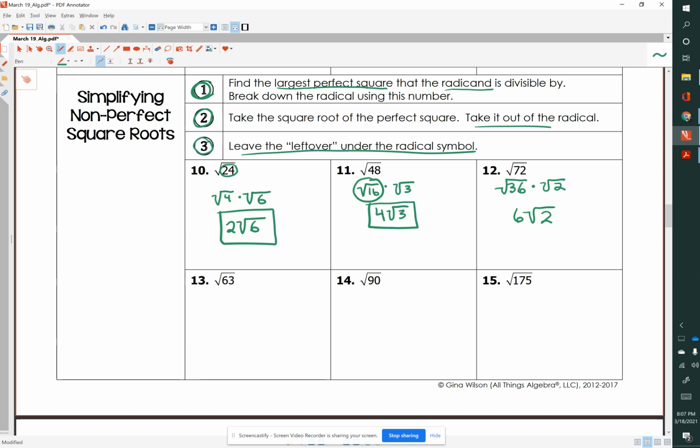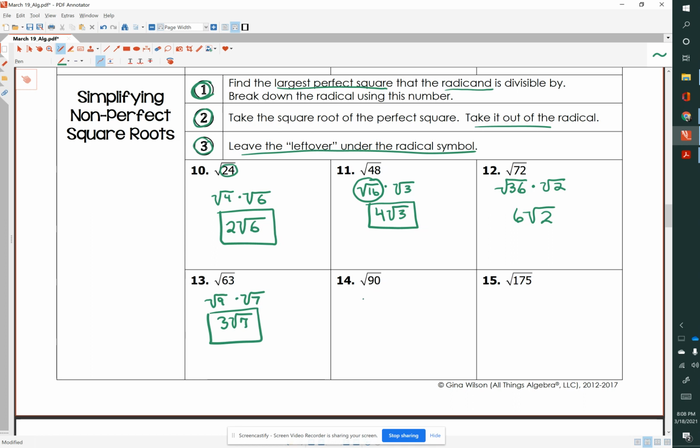Number 13 can be thought of, let's see, 63 can be made with 9 times 7, so it can be thought of as the square root of 9, which is a perfect square, times the square root of 7, and the square root of 9 is 3. And then we have 3 times the square root of 7. That is our final answer.